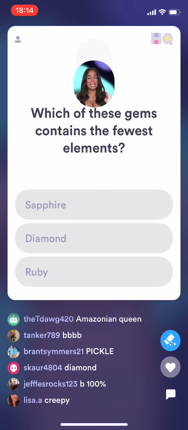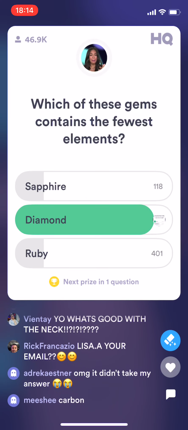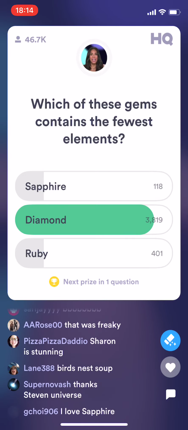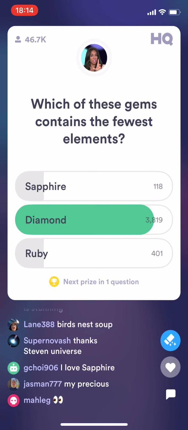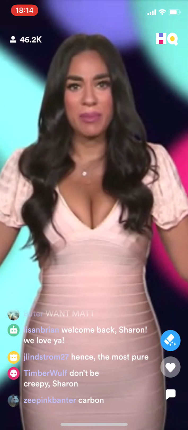I'll take any of these gems if you are offering, but this one's simply the most stunning. Yeah, it's diamond, of course. 3,819 of you shining brightly. Diamonds are the only stone here comprised of a single element. That element is carbon, and the only stone I'll ever claim as my bestie.